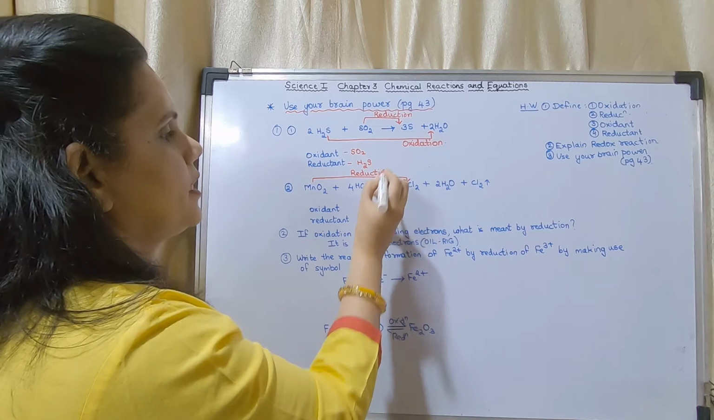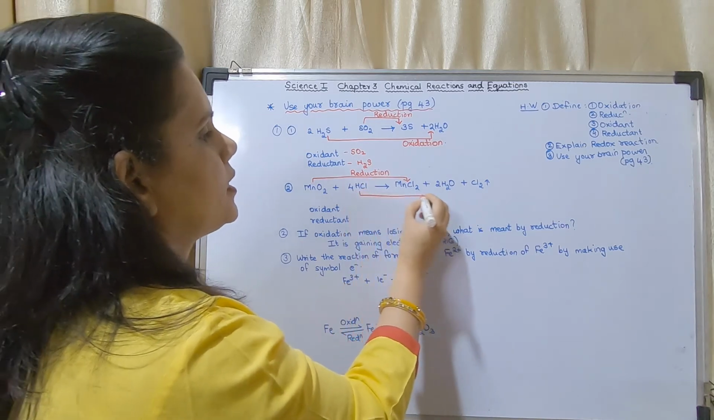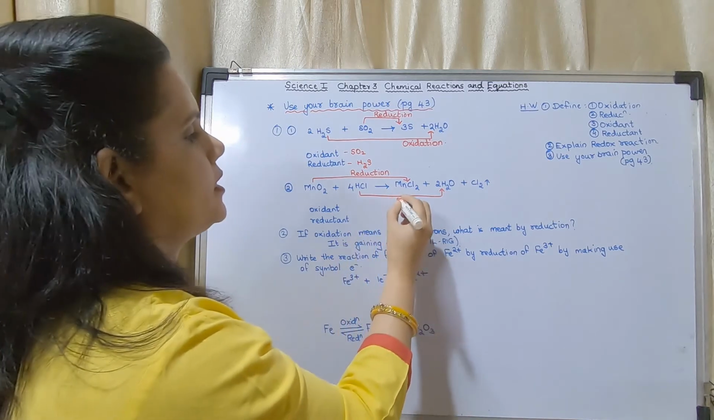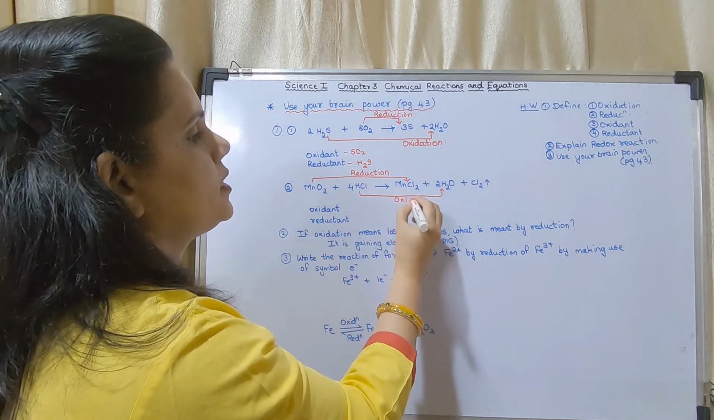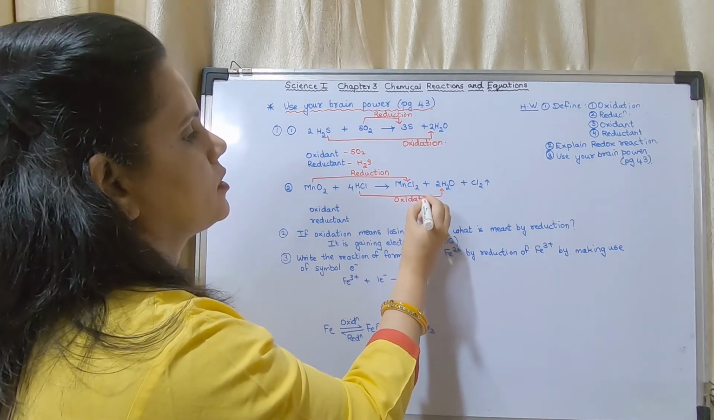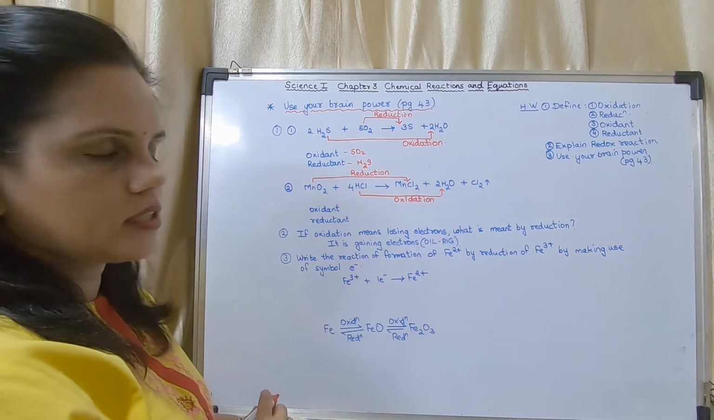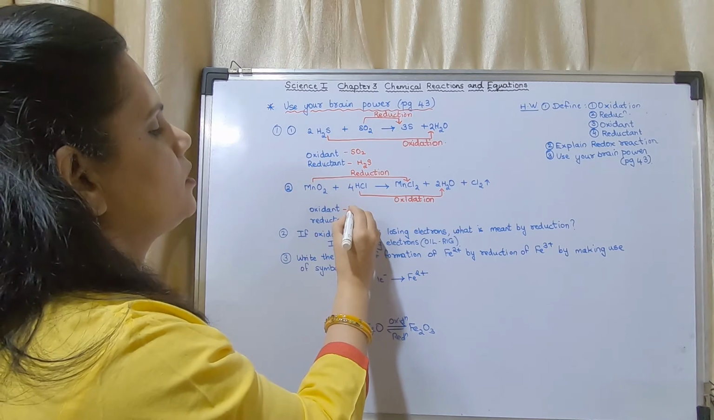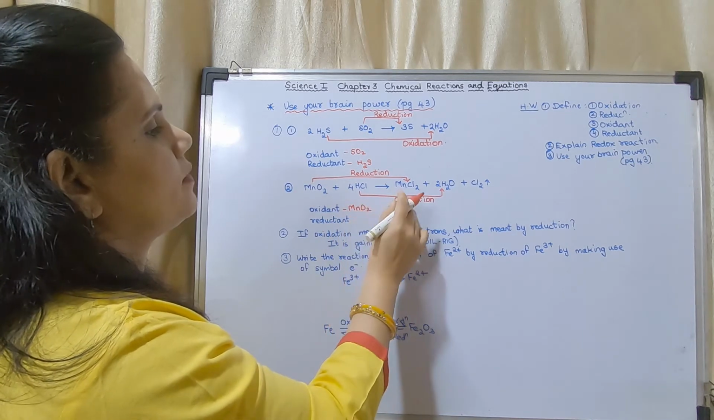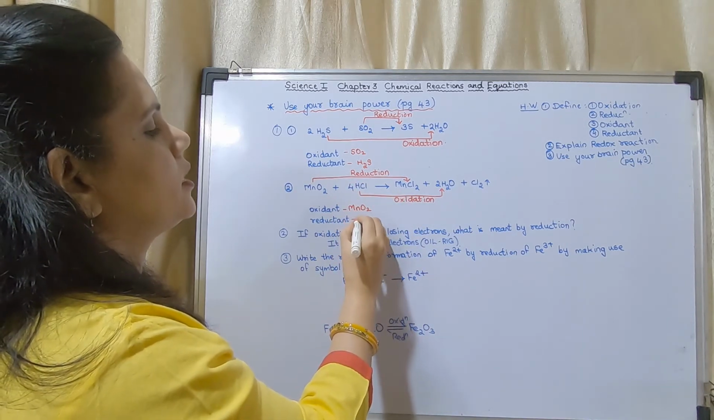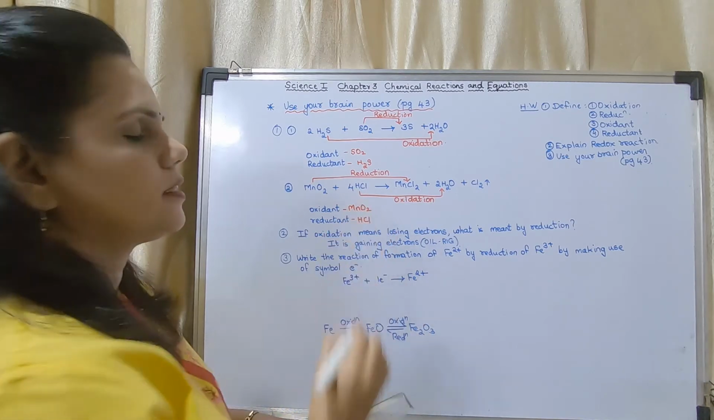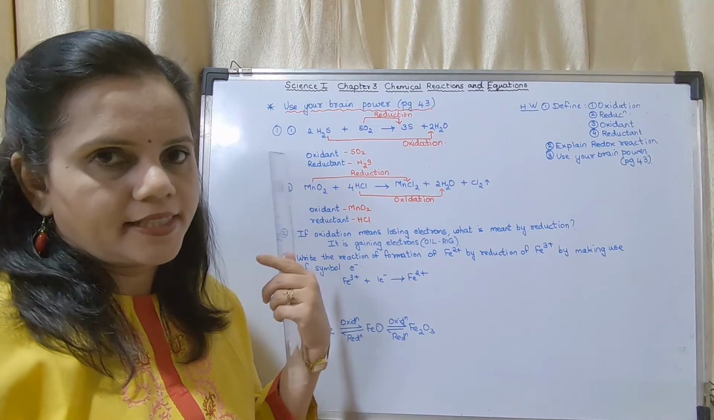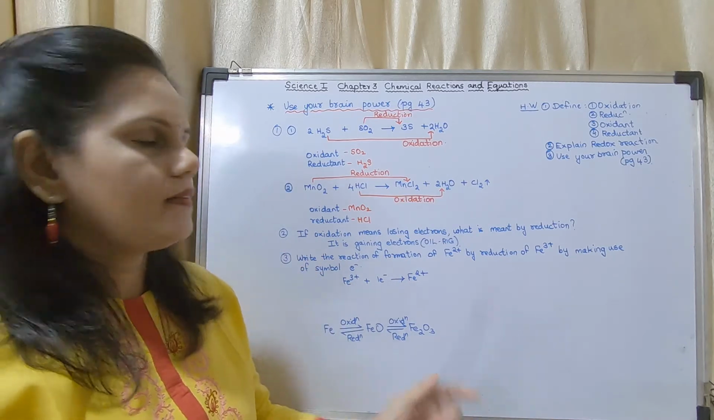So it is reduction. HCl is getting converted into H2O. So it is oxidation. From where reduction starts, that is the oxidant. From where oxidation starts, that is the reductant. The reductant and oxidants are always on the left hand side. They are the reactants, never the products.